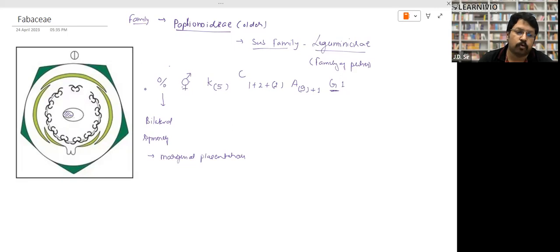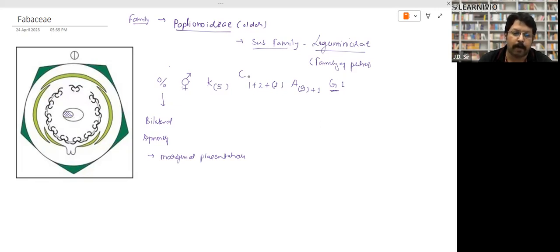Calyx 5 gamo. Look, these are the calyx. All calyx are united. So I have written over here calyx 5, with 5 in a bracket. So calyx 5 gamo: all calyx are united.